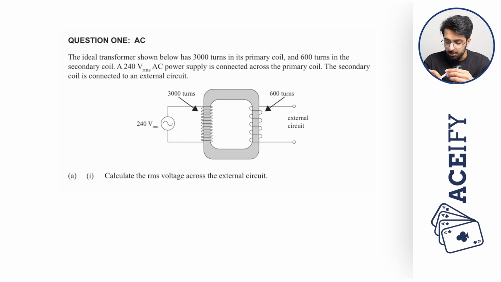The ideal transformer shown below has 3000 turns in its primary coil and 600 turns in its secondary coil. A 240 volt RMS AC power supply is connected across the primary coil. The secondary coil is connected to an external circuit. Calculate the RMS voltage across the external circuit.